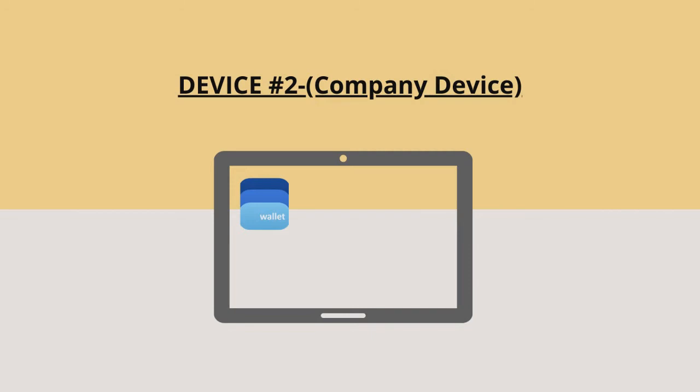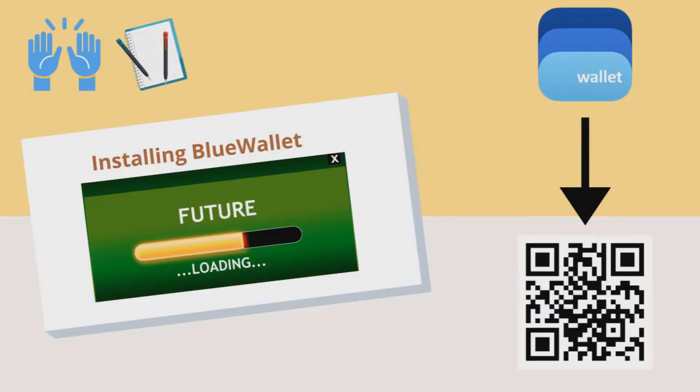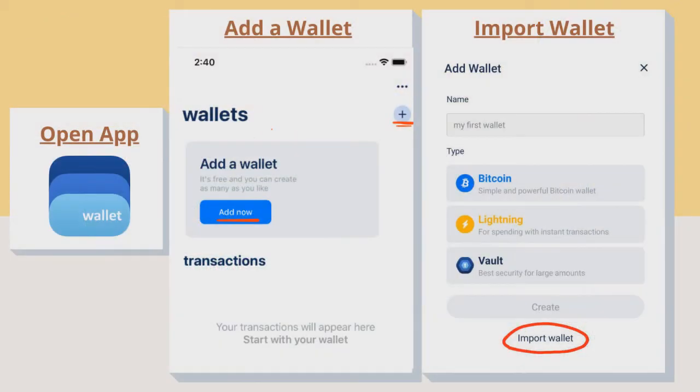We will now switch to device number 2, where I will explain to you how you must prepare the watch-only wallet. Download BlueWallet again, this time on device number 2. Open the app for the first time, click on the plus sign at the top right corner and then click Import Wallet.